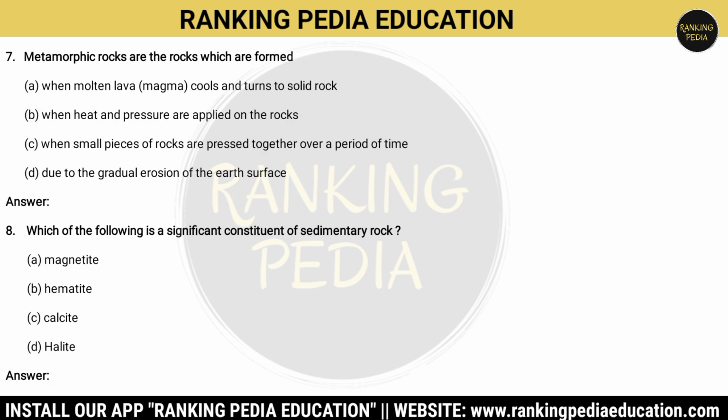Next question: metamorphic rocks are the rocks which are formed. Your options are: when molten lava, that is magma, cools and turns to solid rock; when heat and pressure are applied on the rocks; when small pieces of rocks are pressed together over a period of time; or due to the gradual erosion of the earth's surface. So metamorphic rocks are the rocks which are formed when heat and pressure are applied on the rocks. Option number B is correct.